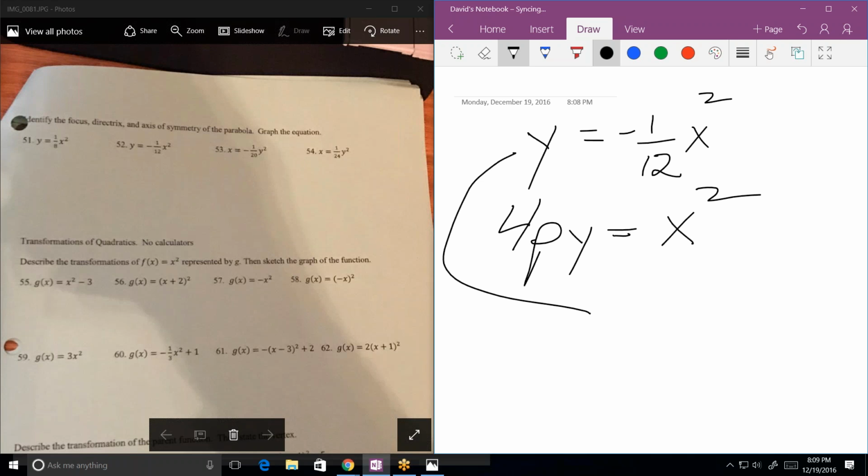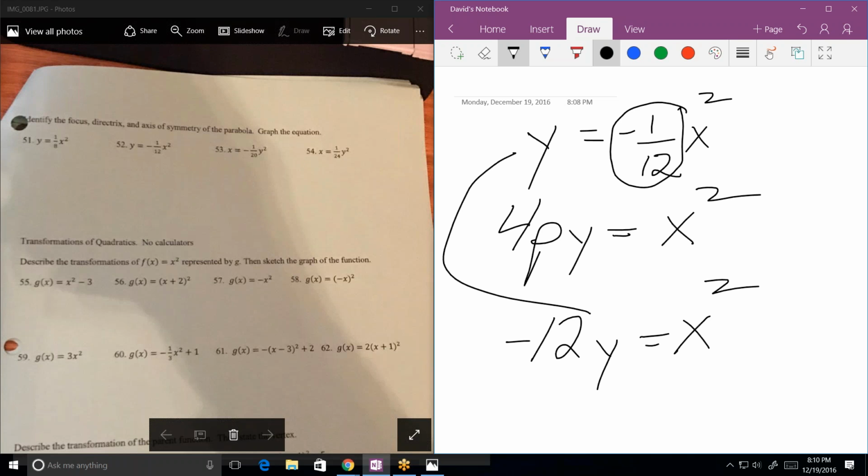Okay, so we would do... would it be 2y is equal to x squared minus 2y? No. All you've got to do is get rid of that and put it on the other side. So it'd be minus 12y is equal to x squared. There you go. And now how do I find p?